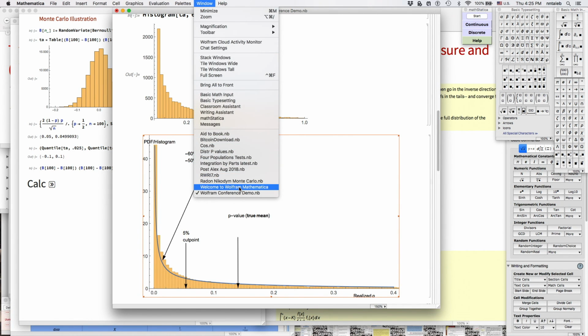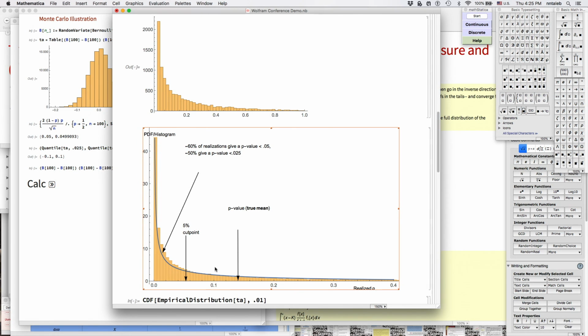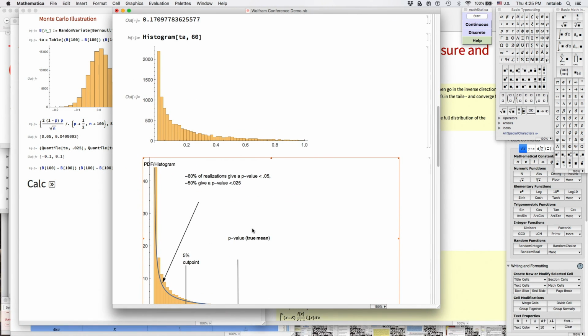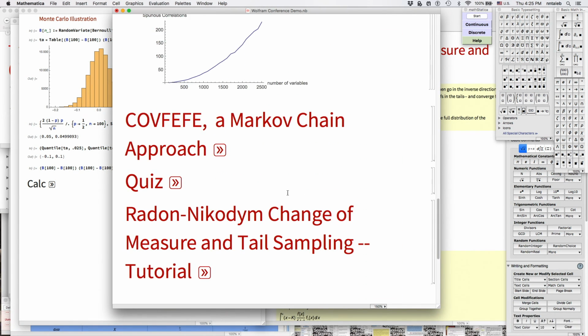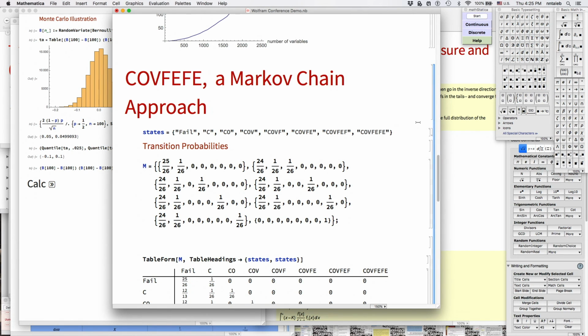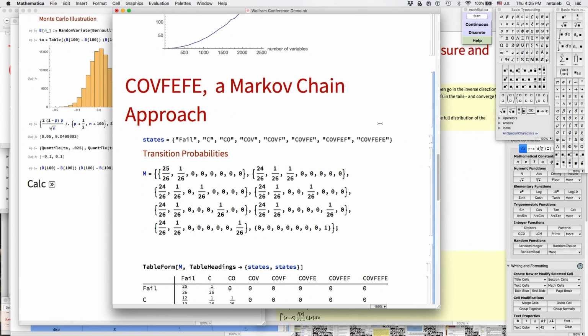So let's continue now with my lecture, the Wolfram conference demo. You can also play with things with Mathematica, but there are functionalities. If you want to do conventional probability, there is a big problem.